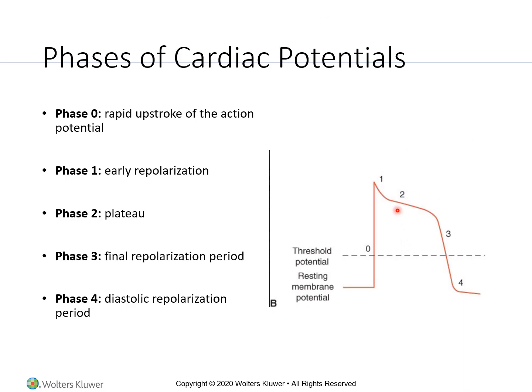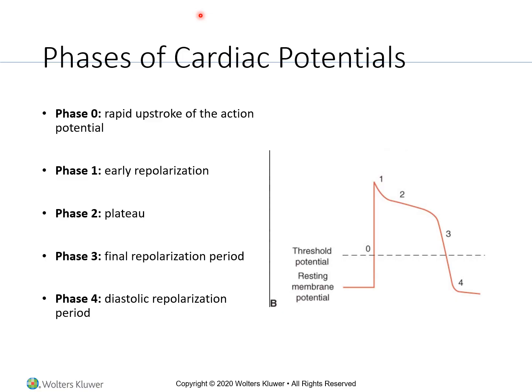That is actually the ST segment of the EKG portion of that polarity. In phase 3, that's when those calcium channels close and potassium starts to make its way out of the cell. So phase 3 is the final repolarization period. You see that here we're returning back towards that resting membrane potential. And then phase 4 is the total return to resting membrane potential.